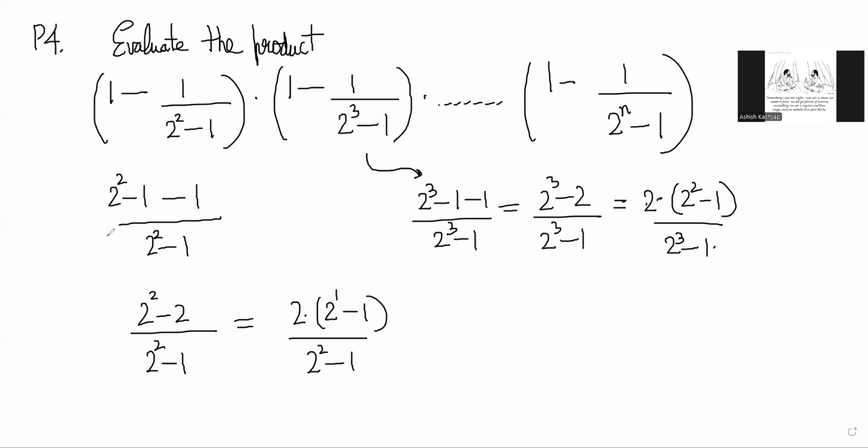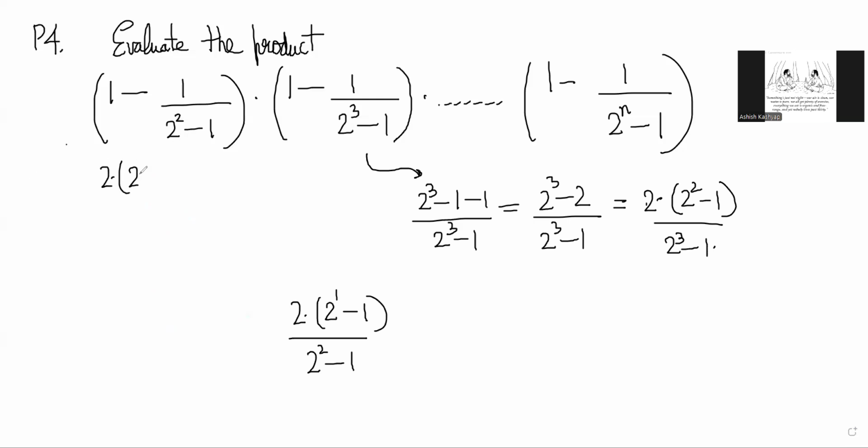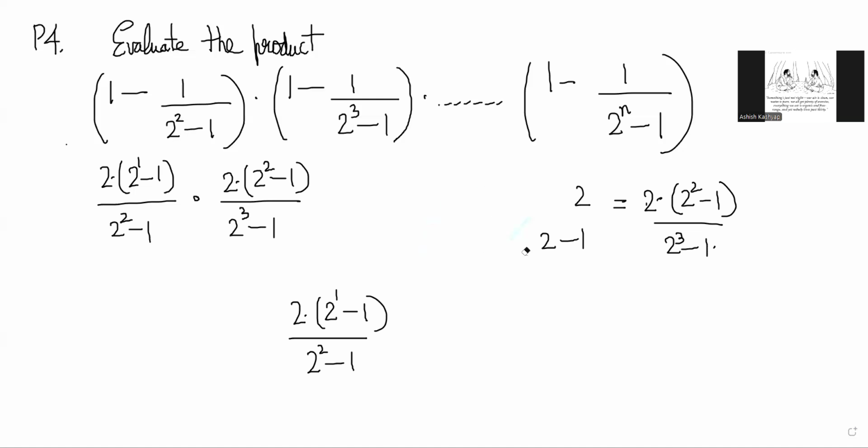So what is special about this? What happens is the terms keep getting cancelled. The numerator of one term cancels the denominator of the previous one. Why? Let's write it like this. You are getting 2 times 2 power 1 minus 1 by 2 square minus 1. And here you are getting 2 times 2 square minus 1 by 2 cube minus 1. So what would have been the next term?